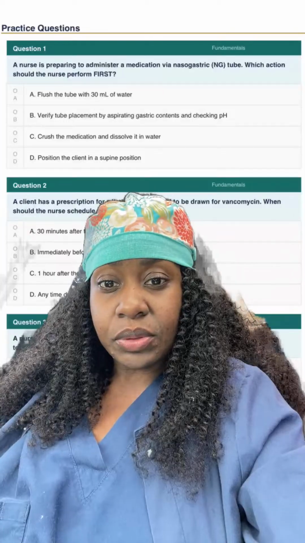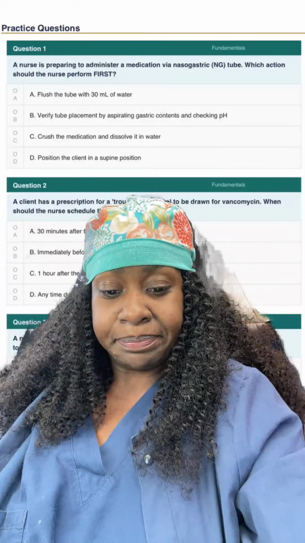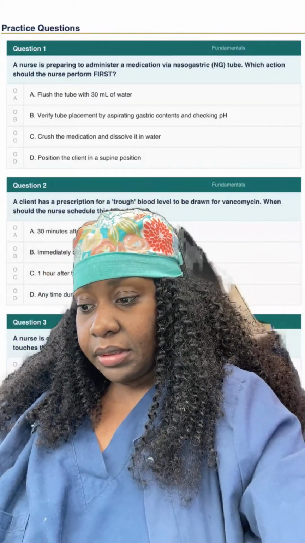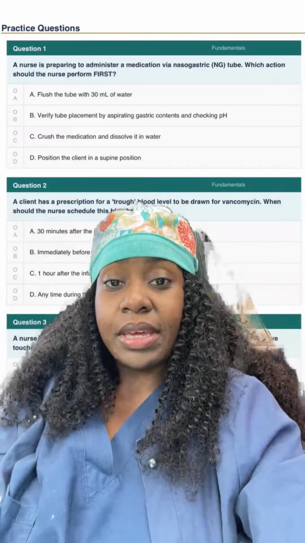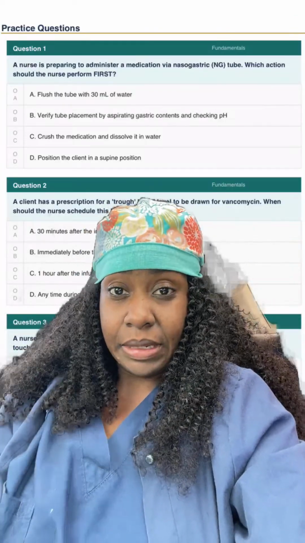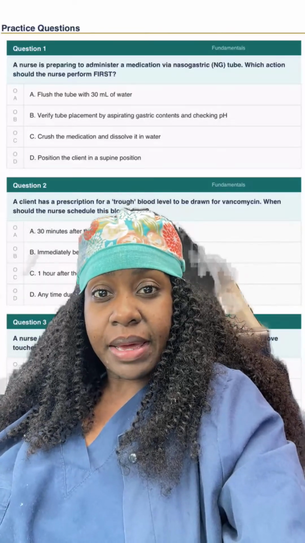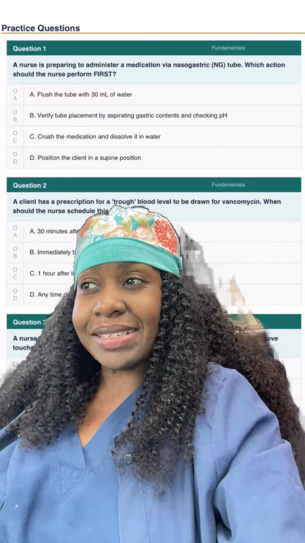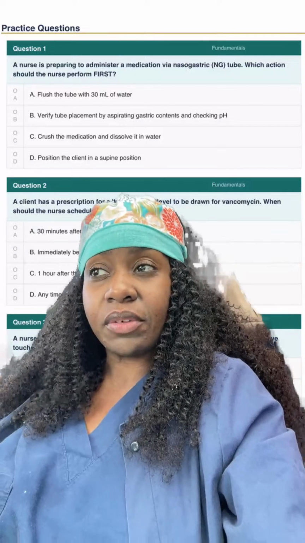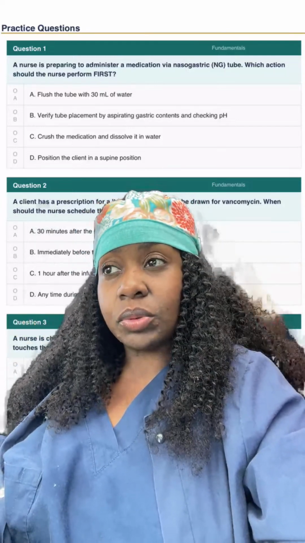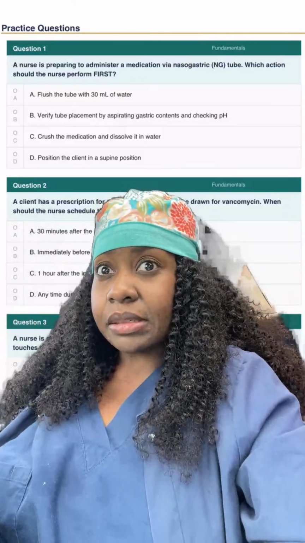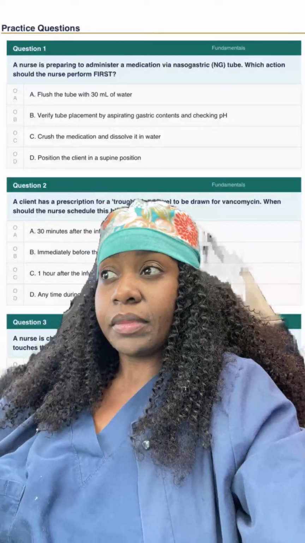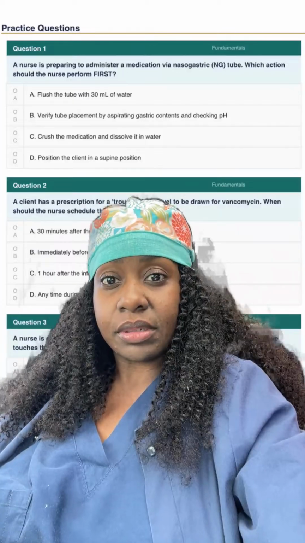So what do you guys think the answer would be in this case? The answer is B. You're going to verify the tube placement by aspirating the gastric contents and checking the pH, which is imperative. If you have a patient with an NG tube and you're trying to give meds, your initial assessment, besides the initial X-ray, is to check the gastric contents. You need to check it.